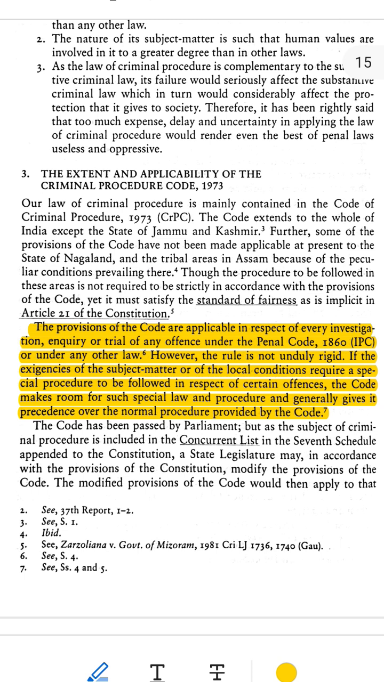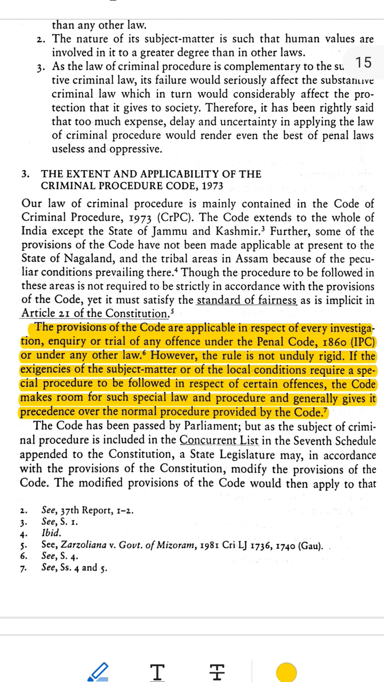Sentence: However, the rule is not unduly rigid. Not unduly rigid means the rules are not strict or too hard to follow all the time. Sometimes the situations are unique, like in remote areas or with special kinds of crimes, and those situations might require different or simpler rules. The law is flexible to accommodate these special situations.